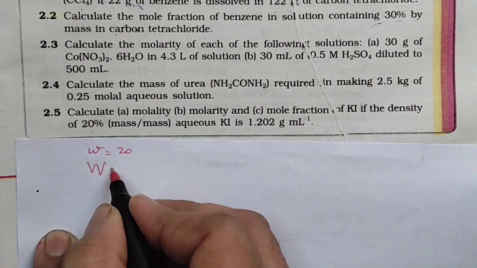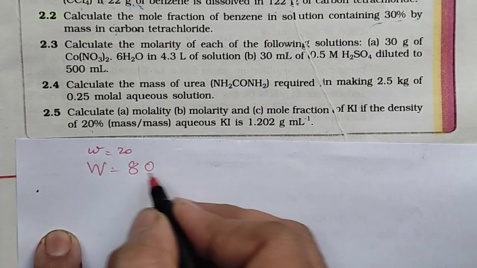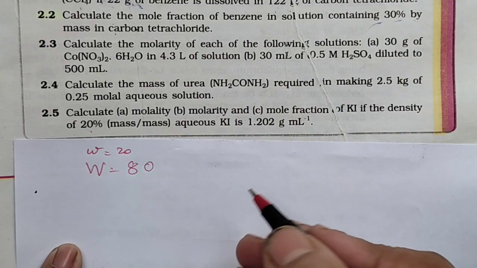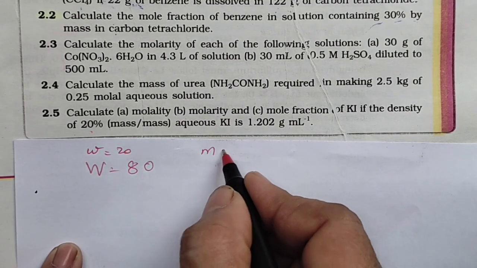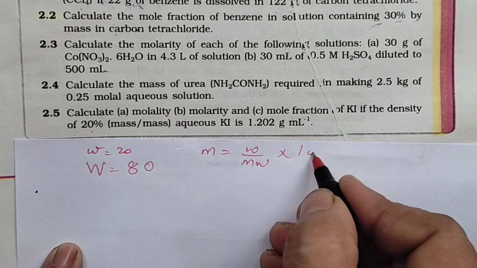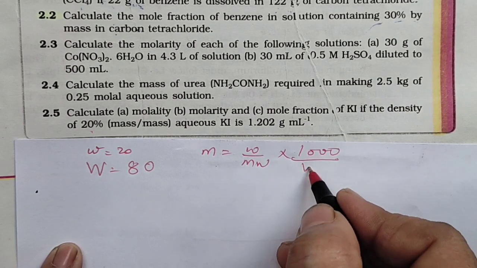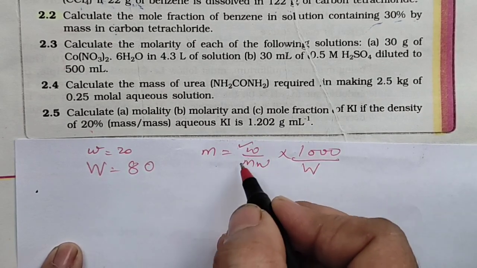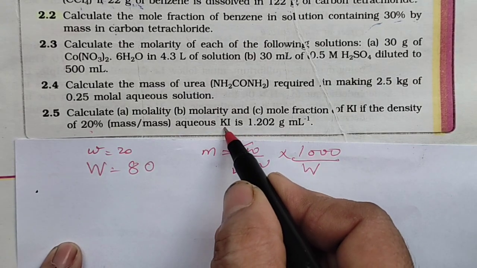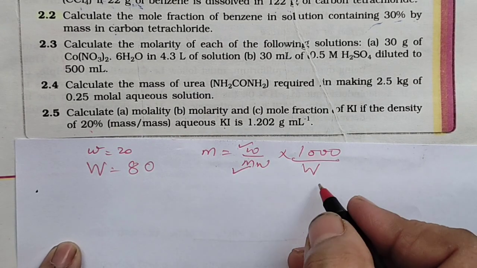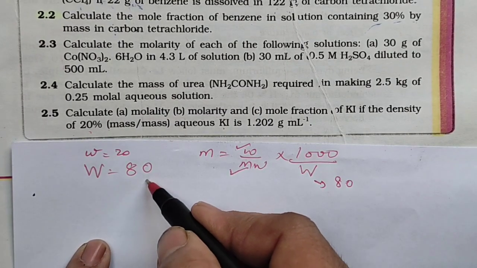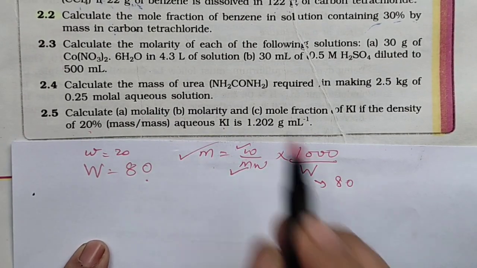So capital W is given, 100 minus 20, that will be 80. So you have the weight of solute and weight of solvent. Both you have, so molality can be calculated easily: given weight by molecular weight into 1000 divided by weight in grams. So weight is 20 and the molecular weight of KI you are going to put, which is the solute present here, and the weight of the solvent in this case is 80. So this is one, molality, calculated.